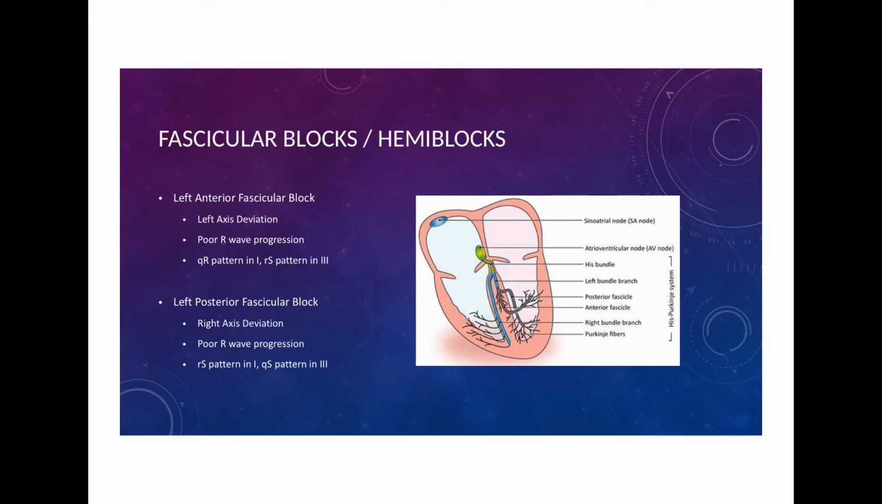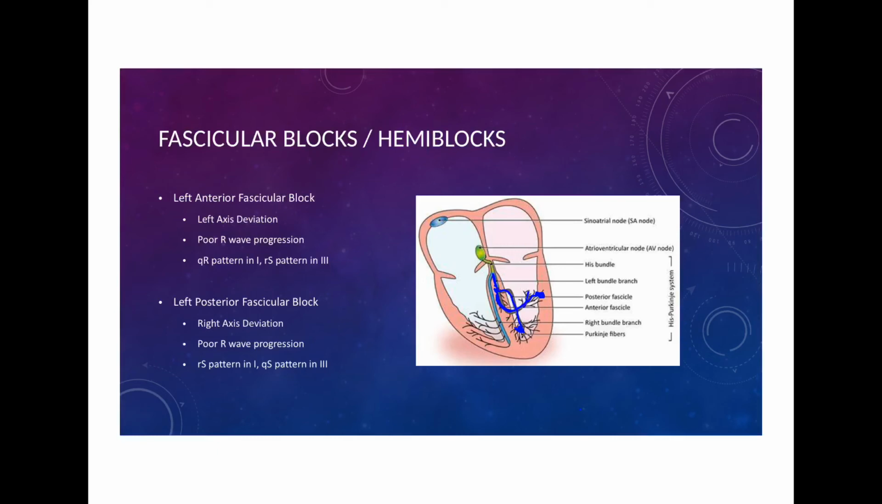Now, fascicular blocks and hemiblocks. So the left bundle branch, shortly after it branches off from the His bundle, will branch off itself into a left anterior fascicle and a left posterior fascicle. The anterior fascicle runs anteriorly on the heart and ends up on the lateral wall of the LV, whereas the posterior fascicle runs posteriorly and downwards and ends up near the septum of the heart.